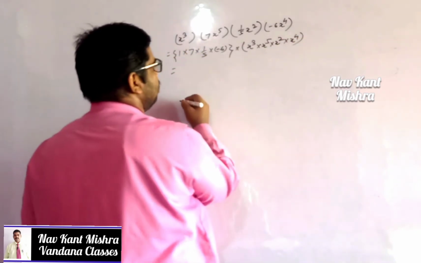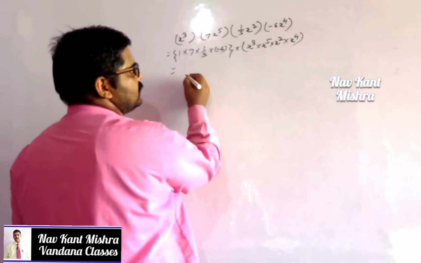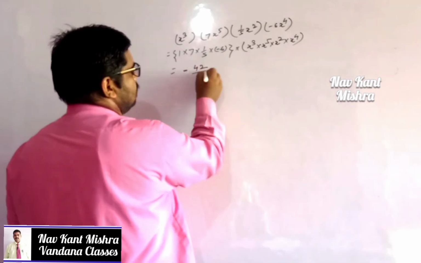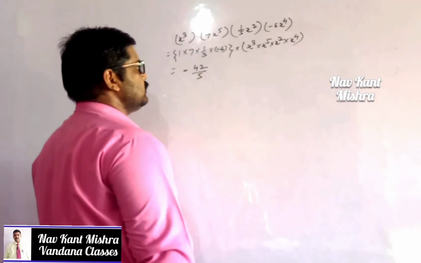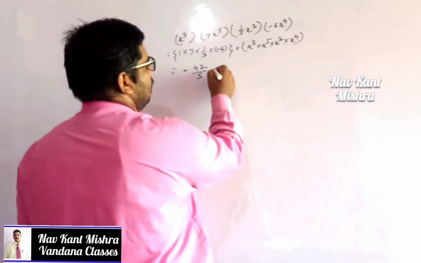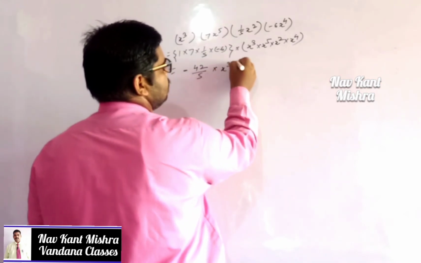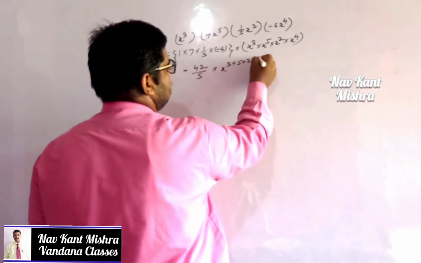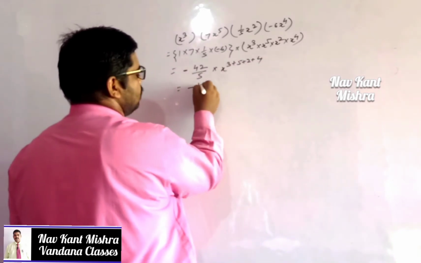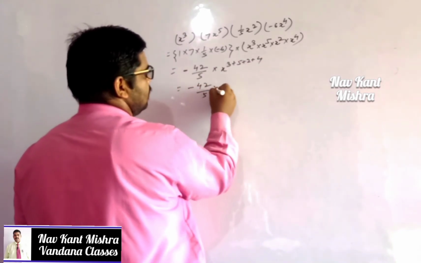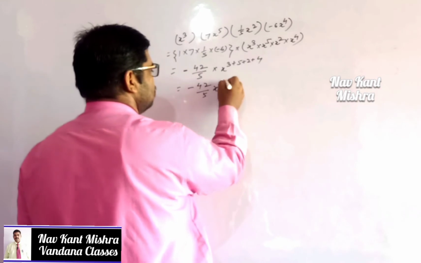You multiply and you get minus 42 upon 5, and the exponent is 3 plus 5 plus 2 plus 4, and what will be the final result? x to the power 14.